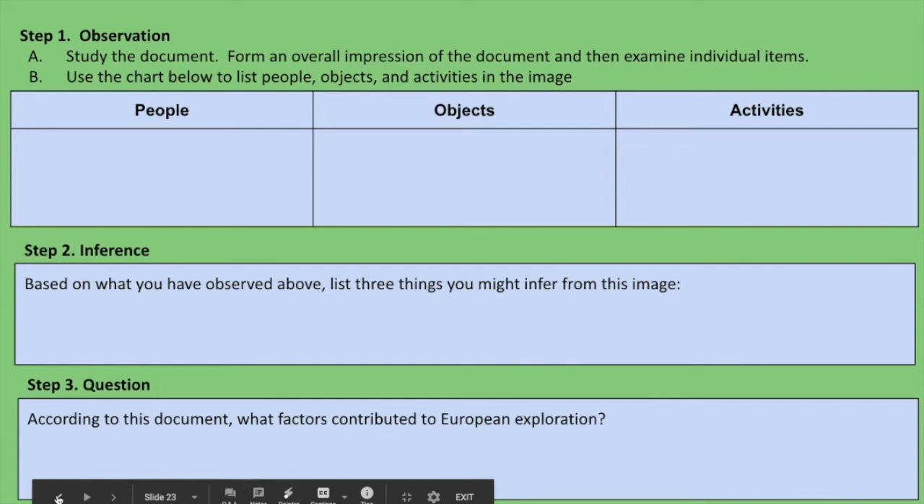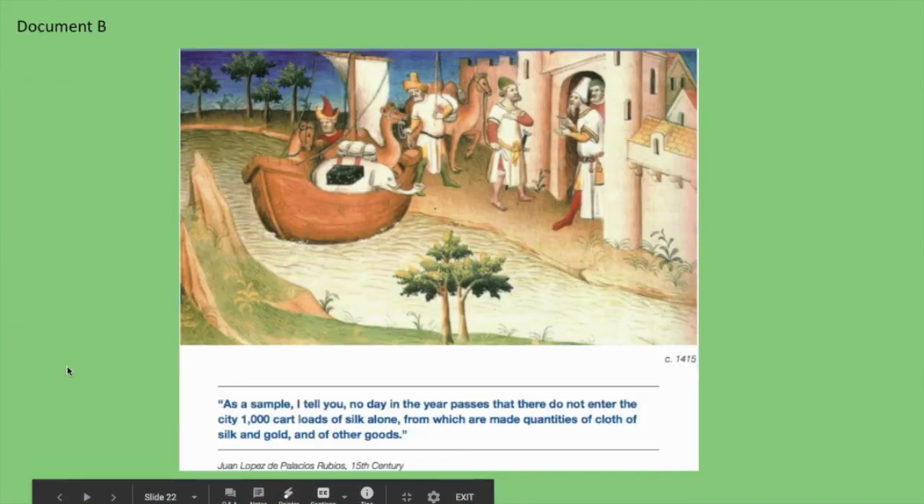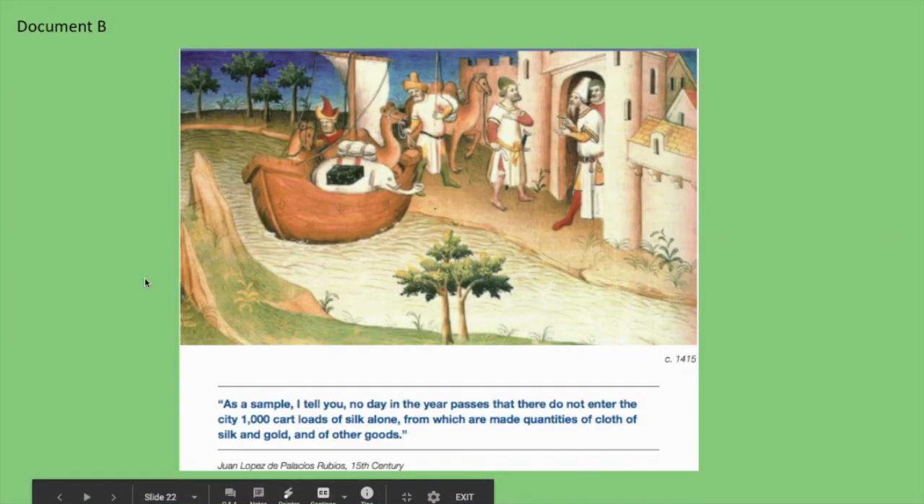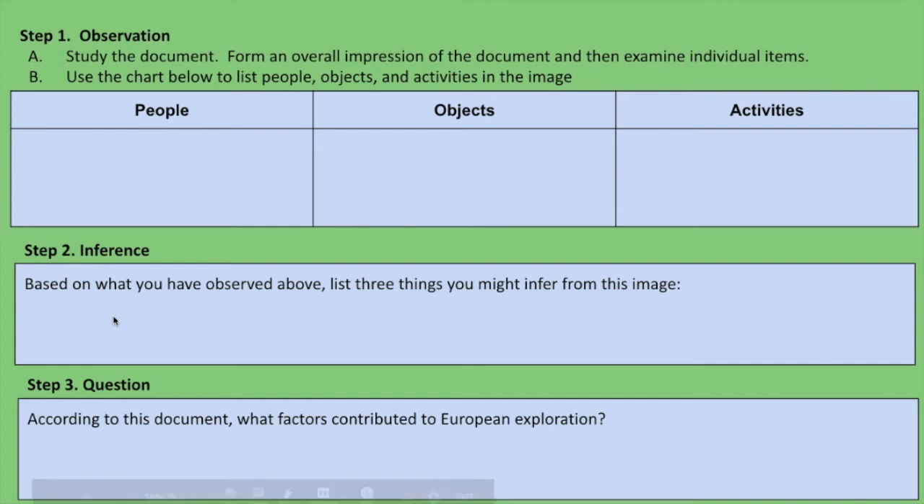Now I'm thinking about objects. For objects, I would add that I see sailboats and that the sails on the boats are unfurled. I'm noticing buildings, a sword. I'm noticing silk and gold, elephants, and camels. Next, we're going to look at activities. I think this means that the people are explorers or traders of silk, gold, and other goods. Now I'm going to take the time to make my thinking visible in the graphic organizer.